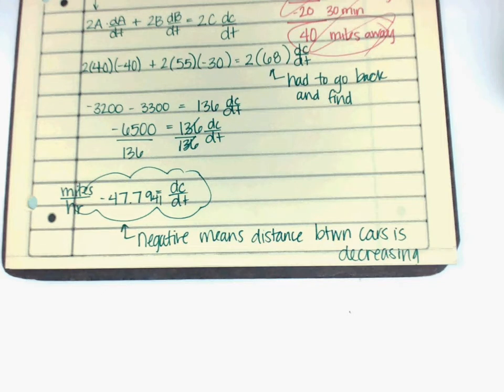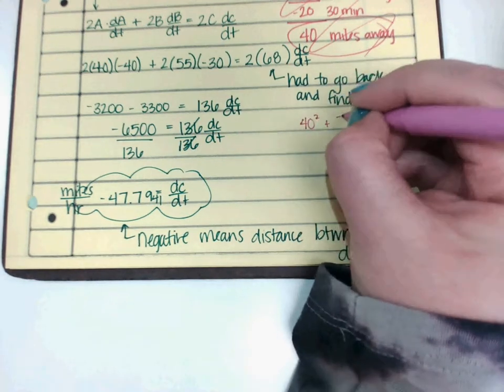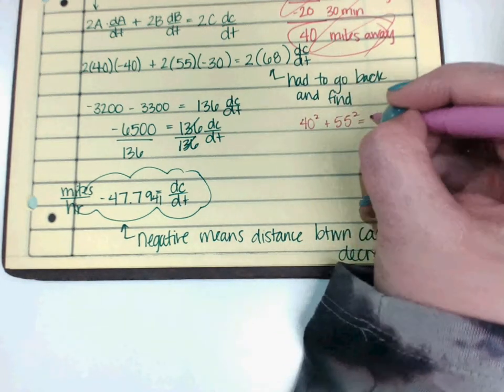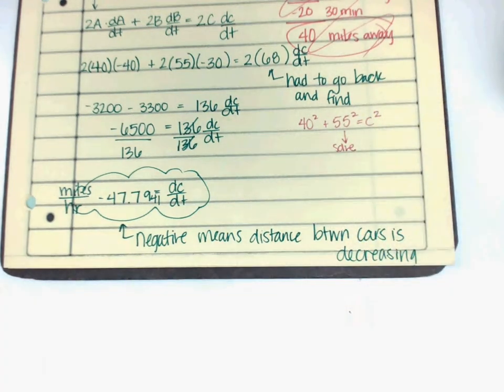Where did you get the 68 from? Where did I get the 68 from? I had to go back and find it using the Pythagorean theorem. So I did 40 squared plus 55 squared equals c squared, and then I solved using the calculator. It doesn't come out to exactly 68, but it's like 68.007. Okay? So if it's going south and west, that's negative, and then east to south.